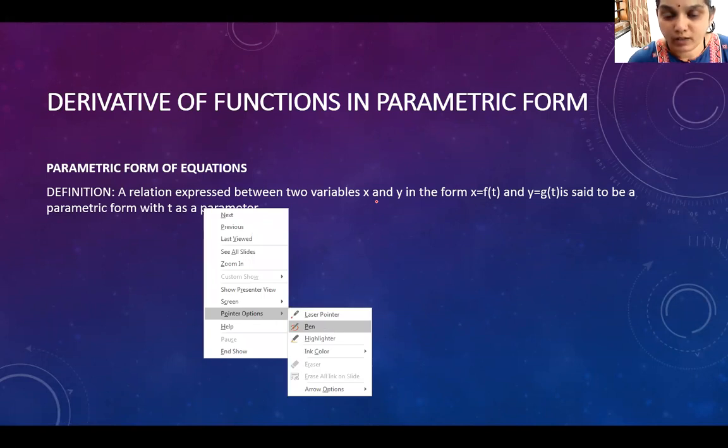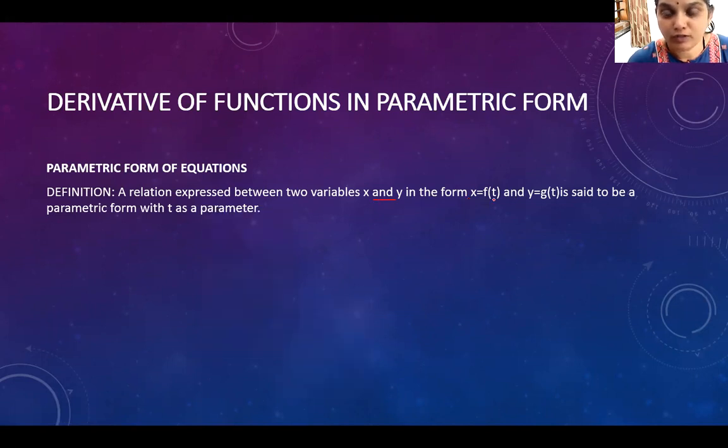x and y in the form x is a function of t and y is a function of t is said to be a parametric form with t as a parameter. So what is the meaning of this? Let me suppose time is an independent variable. I will choose this time as a parameter.